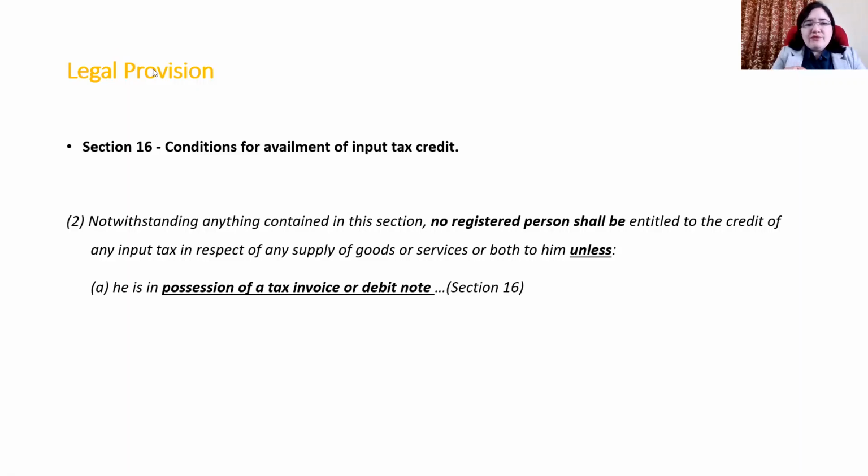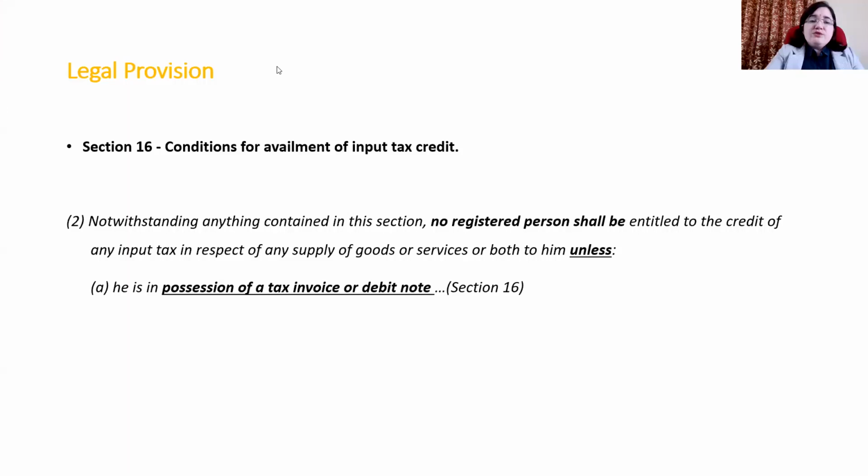So if you refer to section 16, the condition for availment of input tax credit says that the input tax credit is available only if you have received or are in possession of the proper tax invoice. So as a recipient also, you have to ensure that your vendor, if he crosses 100 crores, has issued the proper e-invoice with QR code.